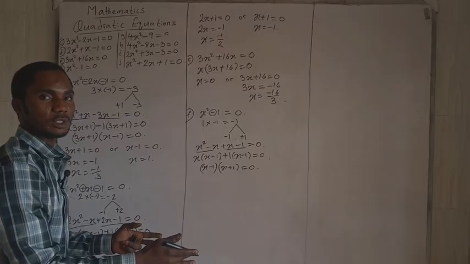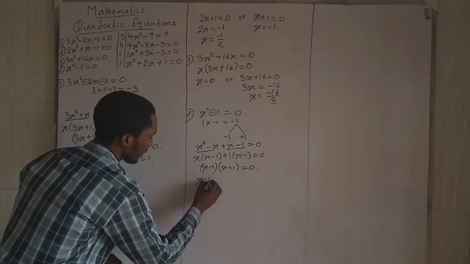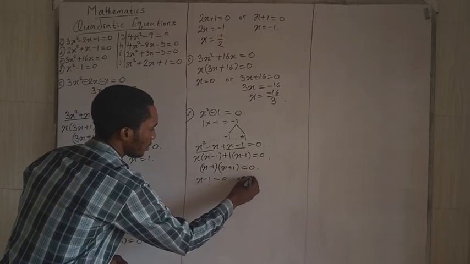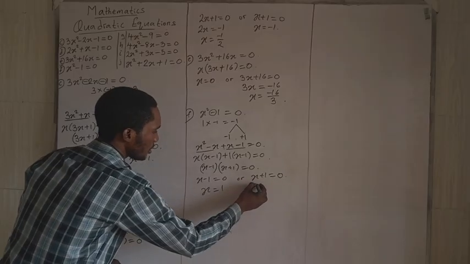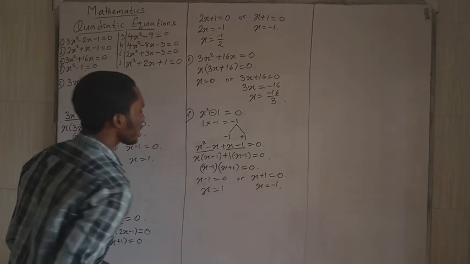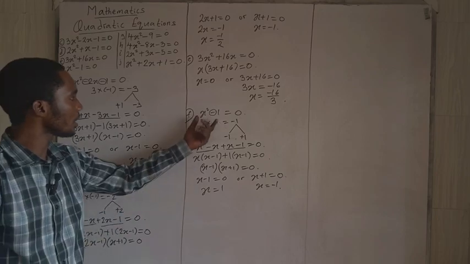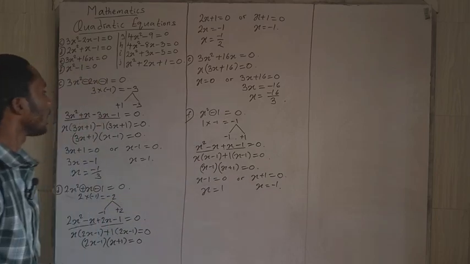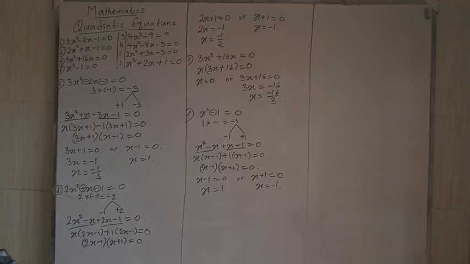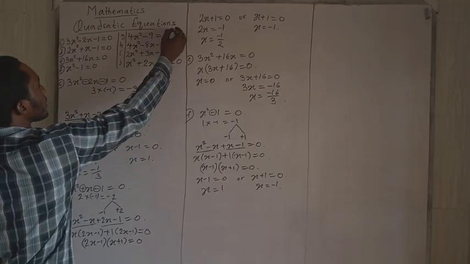Equate each factor to 0. X minus 1 equals to 0 or x plus 1 equals to 0. We have x is equals to 1, x is equals to minus 1. That means the root of this quadratic equation is x is equals to 1 or x is equals to minus 1. Now, with this explanation, what will be the solution to these quadratic equations?